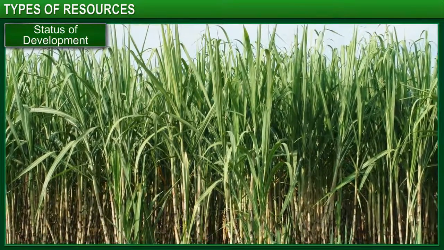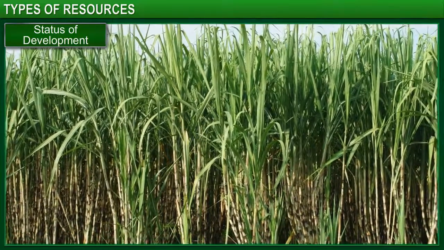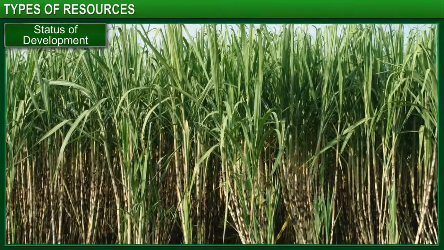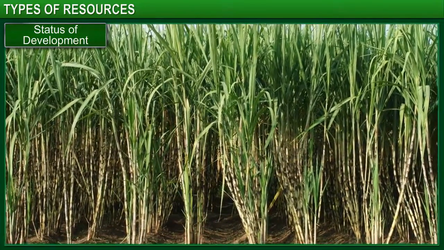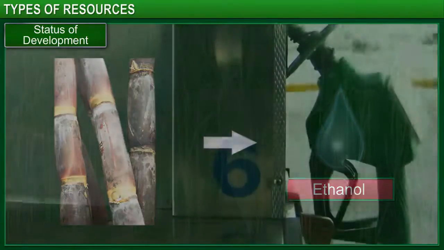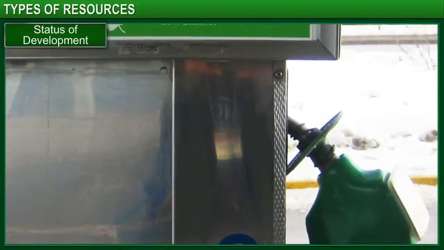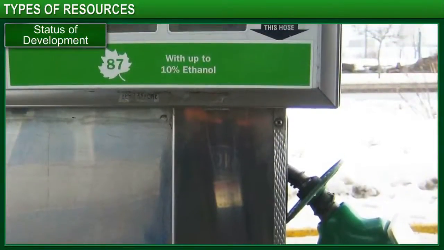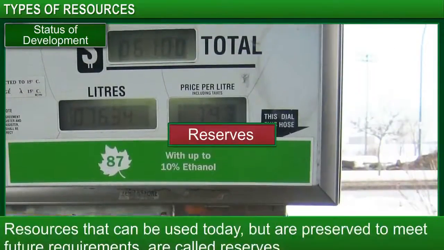On the other hand, reserves are a resource which is not being utilized to its full capacity, but it can be used at any time in the future. For example, ethanol. Ethanol is an alcohol extracted from sugarcane and can be used as an alternative motor fuel. Resources that can be used today, but are preserved to meet future requirements, are called reserves.